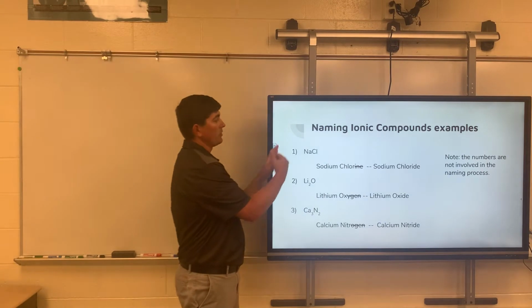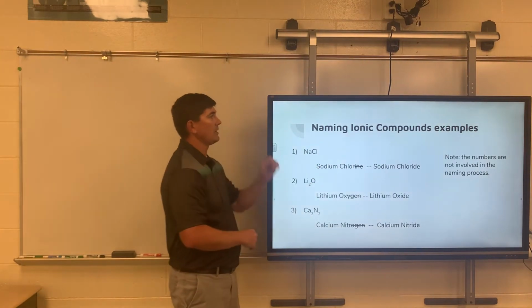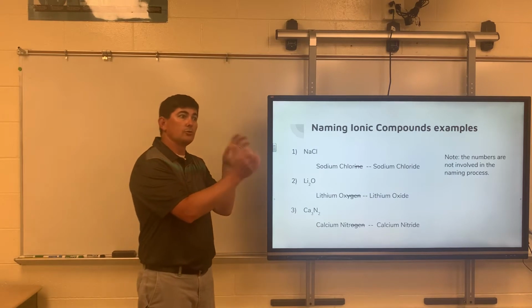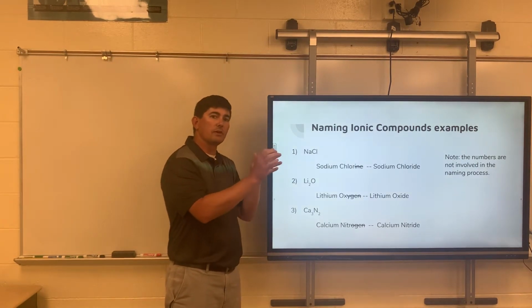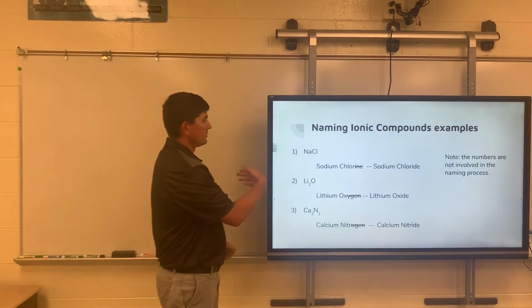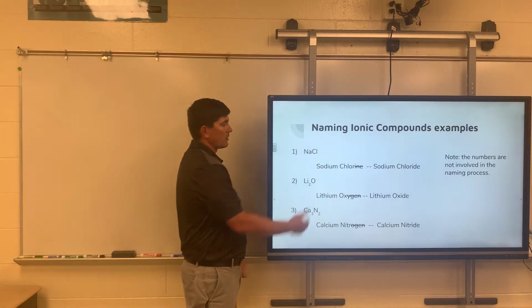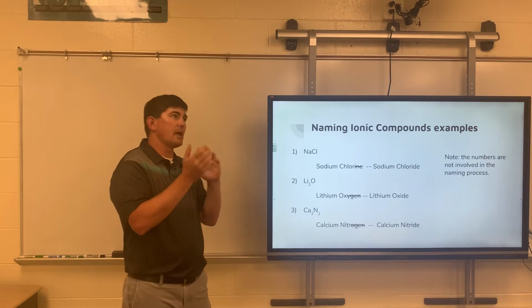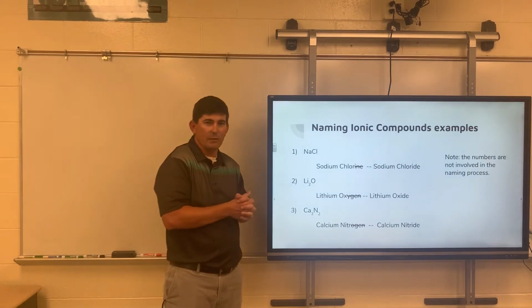We just name the first, we name the second, we put an -ide on the end if it's an ionic compound. With molecular compounds, remember, we use the numbers to write the prefixes, right? But sodium chloride only goes together one way, with 1 sodium and 1 chloride, so we don't have to say how many of them it is because it always works that same way, okay?